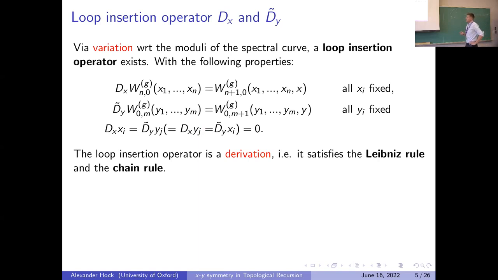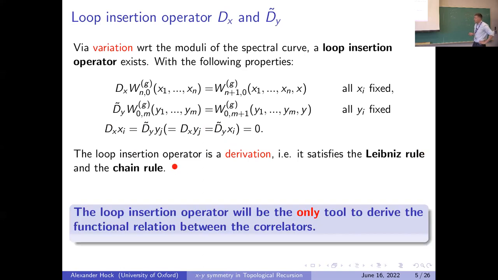Actually, I talked to Gaetan about that, and he said he has a problem with this formulation, but I could somehow argue why it will give similar or the same result at the end if we define it differently. But I don't think I have enough time to explain that. So this loop insertion operator is a derivation. It satisfies the Leibniz rule and the chain rule because it's a variation with respect to some parameters. And this will be the only tool I will need to compute these functional relations.